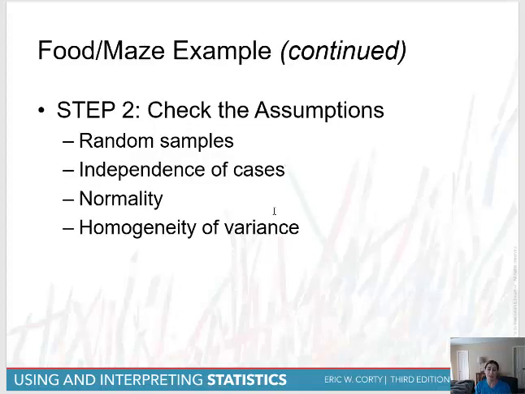So we're going to check our assumptions. We have 4. We have random samples, we've talked about a million times. We have independence of cases. We've talked about that. We have normality and also homogeneity of variance, simply meaning that within each treatment condition, we should see variation that is relatively similar.